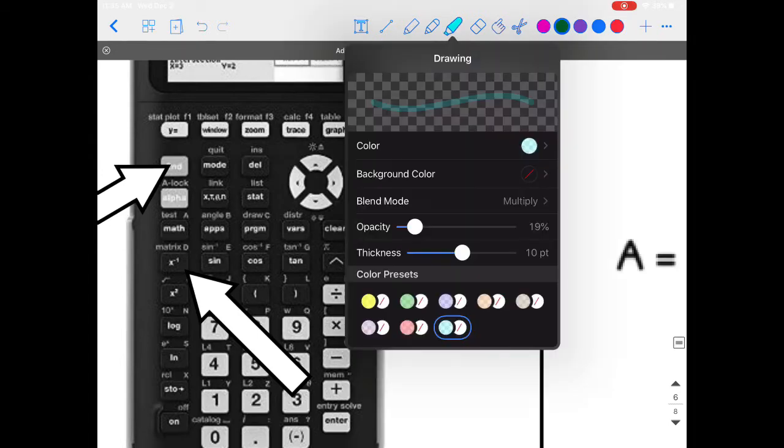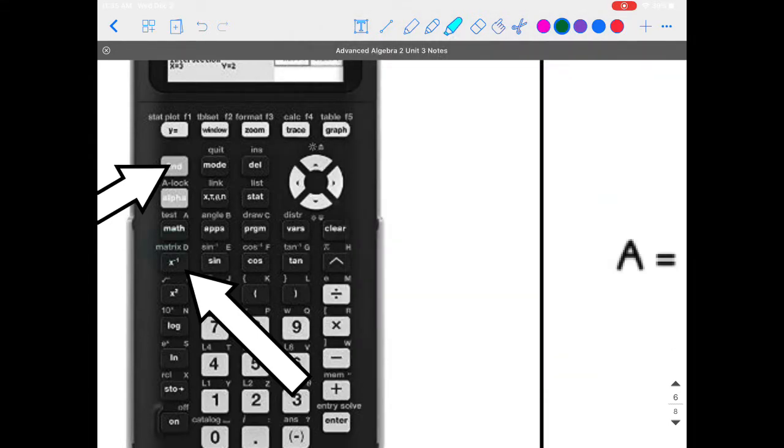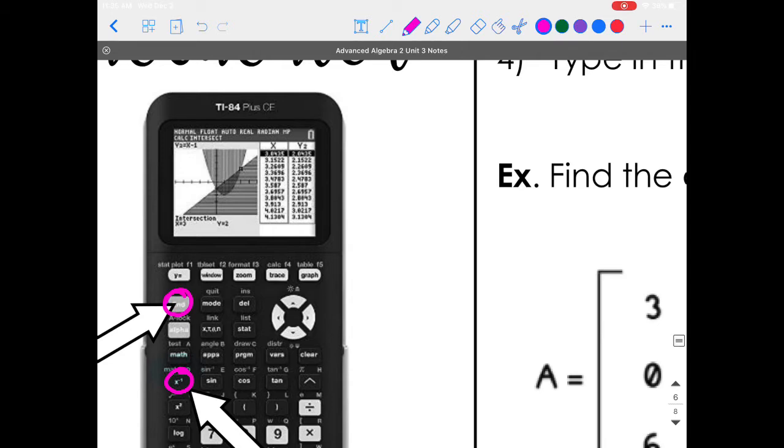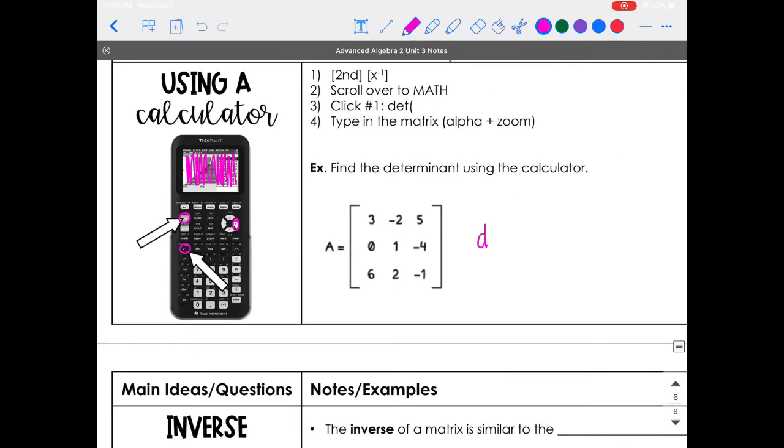So first thing you're going to do is get to the matrix menu, and notice matrix right there. I'm trying to highlight it if you see that. It's not an actual button. It's the words above the button. So that's why we have to hit the second button first. So we hit the second button, and then we hit this X to the -1. And that's going to pop up a menu. The menu does not look like this at all. And you're going to scroll over to the math. Hit this arrow button, scroll over to math. And I think it's number 1. It should say DET. And you're going to hit that.